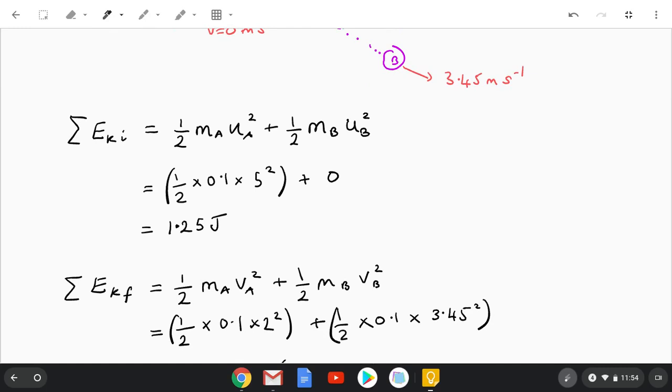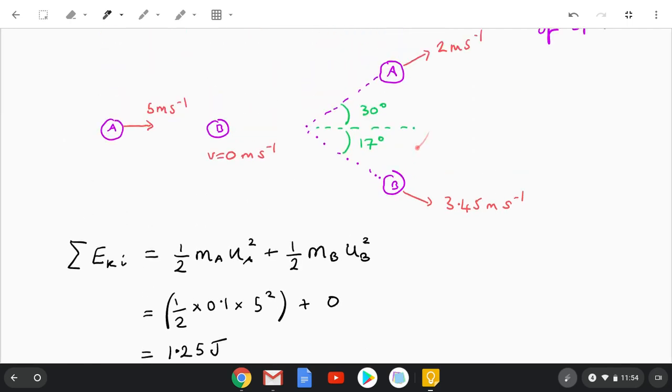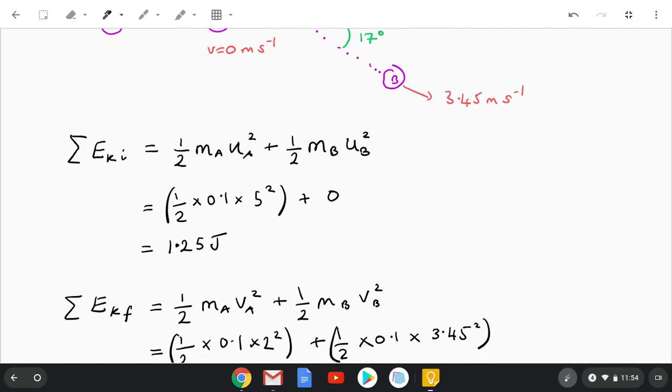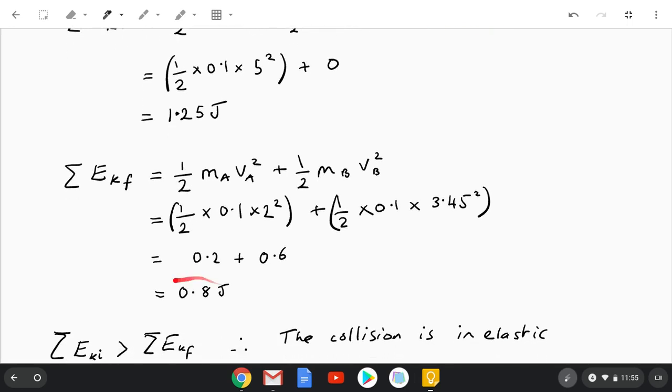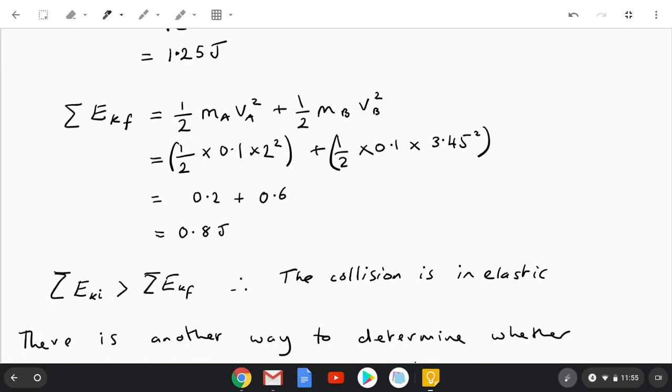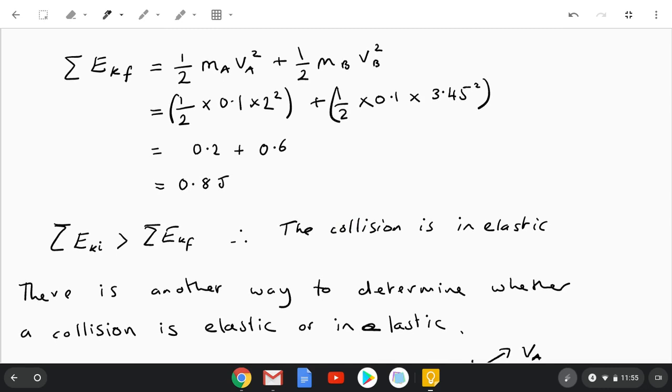Kinetic energy of the 2 pucks after is a half times the mass times the speed of A squared, plus a half times the mass times the speed of B squared. Do not bring these two speeds together as 5.45 meters per second and then square it. It's not going to give you the same answer. Get the kinetic energies separately, and we get a total kinetic energy afterwards of 0.8 joules. Clearly, the kinetic energy before is greater than the kinetic energy after. Therefore, the collision is inelastic.